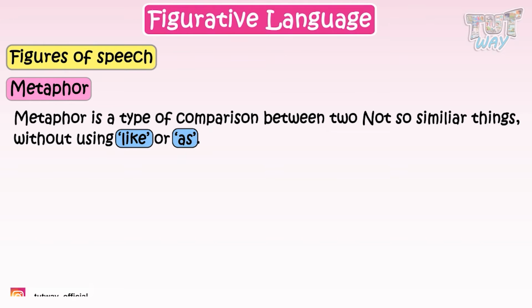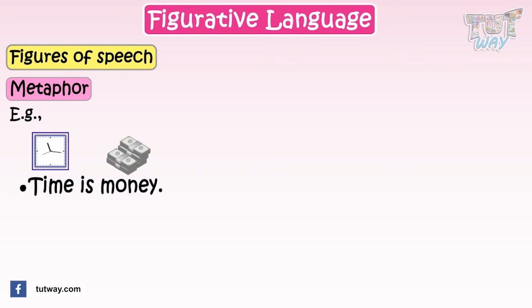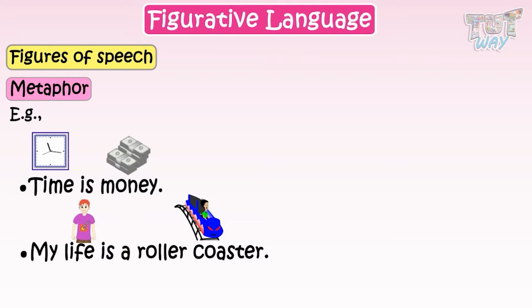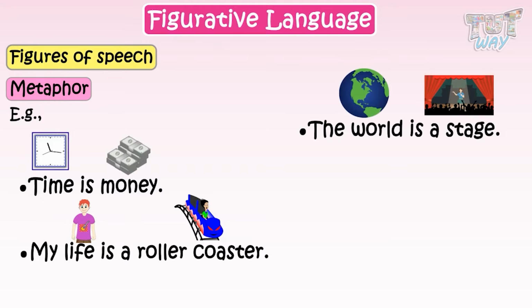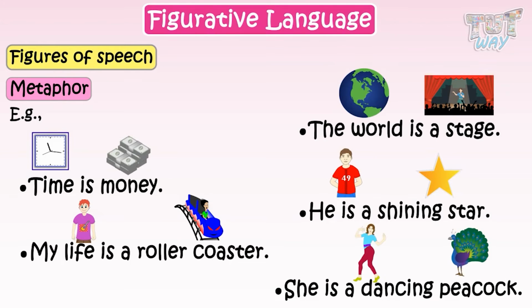Let's have a look at more examples. Time is money. My life is a roller coaster. The world is a stage. He is a shining star. She is a dancing peacock. So, in all these examples, two things are being compared, which are not so similar, without using as or like.